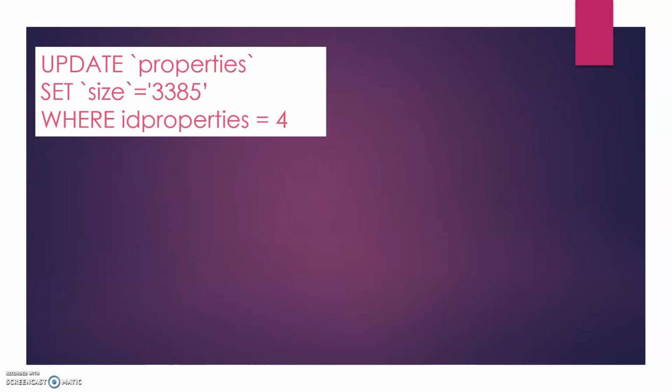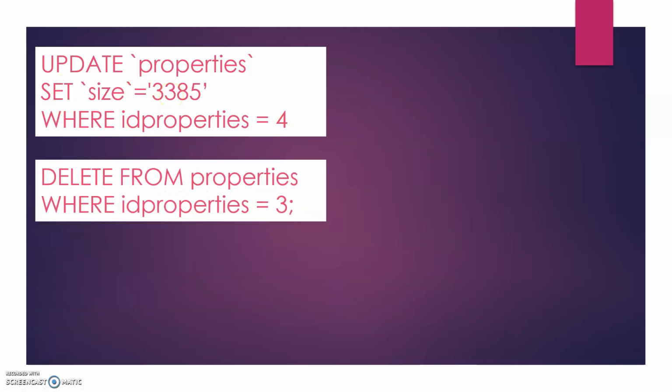Let's say that we put in the wrong size, so we need to update that property that we just added. We need to update the size to the correct size of 3,385 square feet. So where our property ID equals 4, because the last property that we inserted has an ID of 4, we want to update its size to the new size value. We also, at the same time, need to delete property ID 3. That property is no longer being invested with Habby, so we need to delete it.